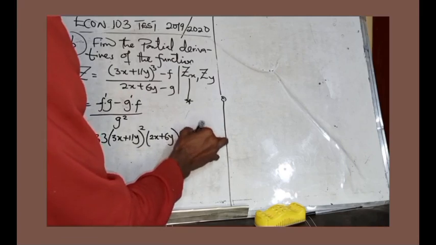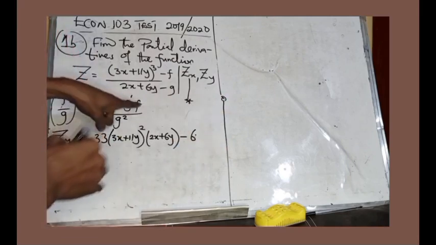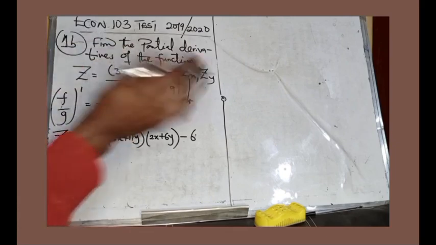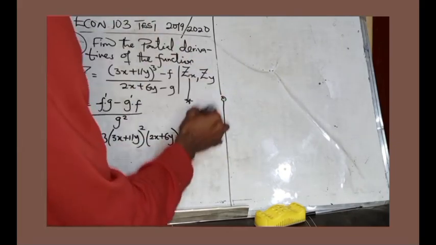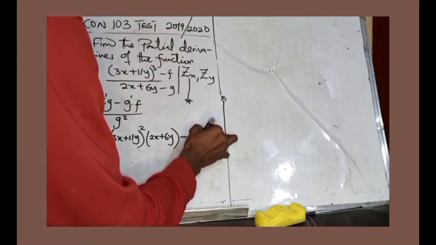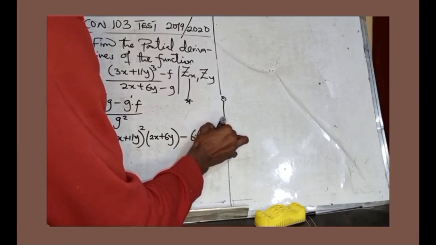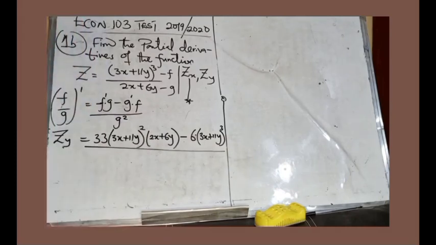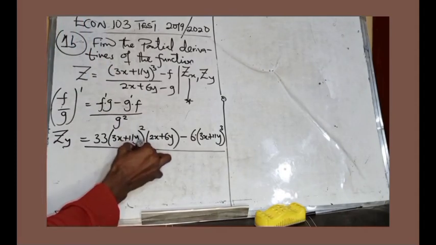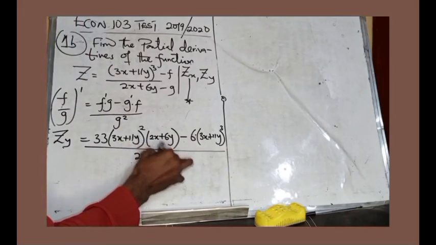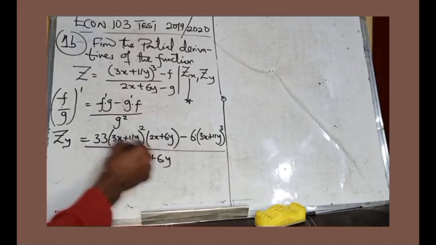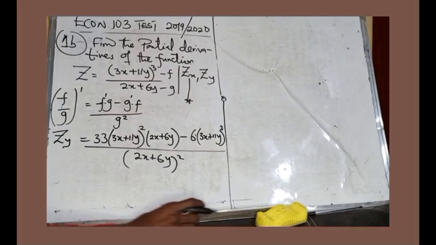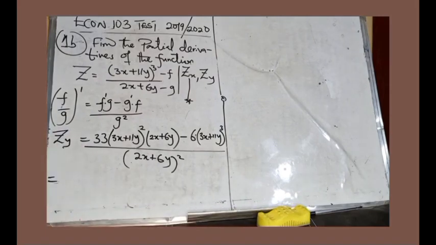This is my 6 multiplied by, guys, what I have here is f, and this is my f without prime, so no need of differentiating it. So this one becomes 3x plus 11y cubed, all divided by g square, and my g is 2x plus 6y all square. Okay, so guys, let's proceed from here.